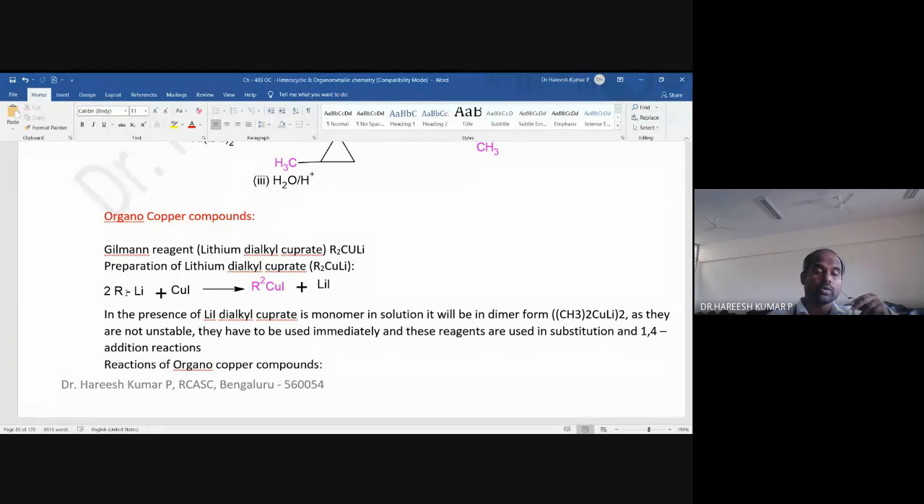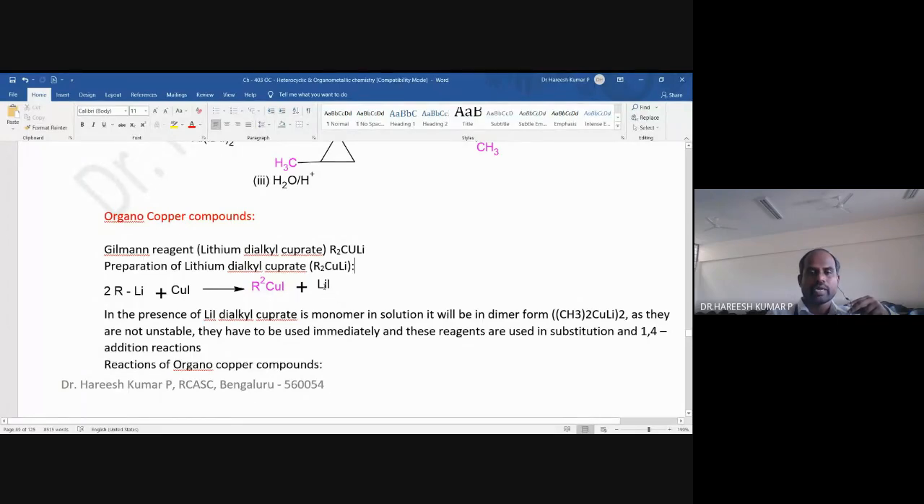Cupric means plus 2. The plus 1 state of copper is called cuprous, and the plus 2 state of copper is called cupric. So this is the plus 1 state, so we can say cuprous iodide. When cuprous iodide is treated with 2 molecules of organolithium, it gives lithium dialkyl cuprate. This is an organocopper compound. And one more thing, here there is a lithium iodide.